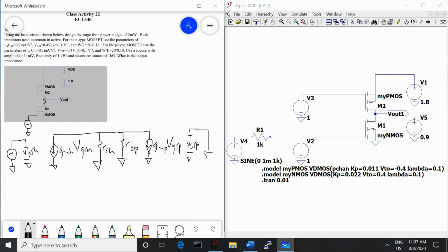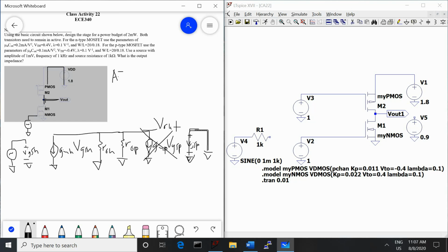that goes to ground, because when we draw a small signal model, we short our DC voltage sources to ground. So because that goes to ground, that means that we also have ground for the VGSP voltage. So that voltage is 0, and that means that this current source is 0. And V out is right here.